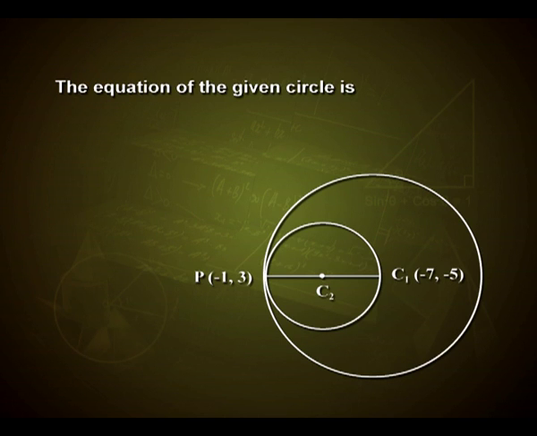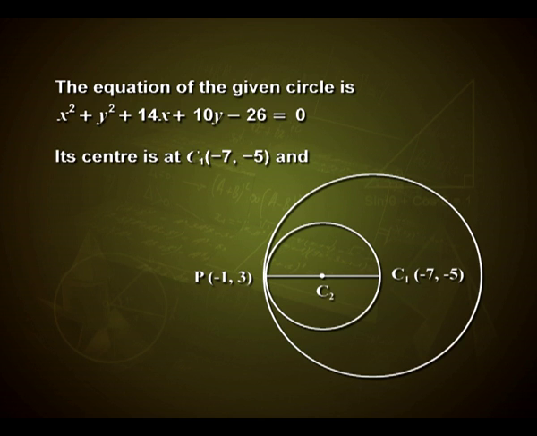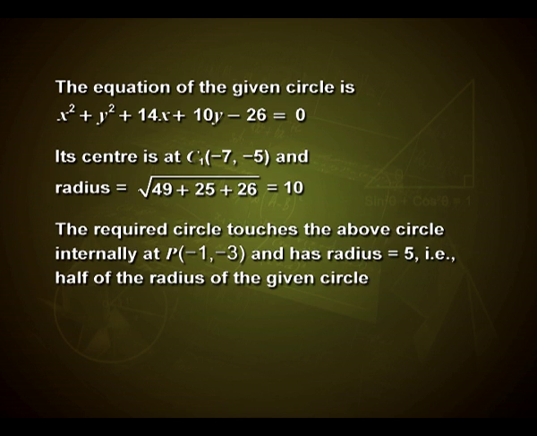The equation of the given circle is x square plus y square plus 14x plus 10y minus 26 is equal to 0. Its center is at C1, that is minus 7 comma minus 5, and radius is equal to square root of 49 plus 25 plus 26, that is equal to 10. The required circle touches the above circle internally at P, that is minus 1 comma 3, and has radius equal to 5, that is half of the radius of the given circle.